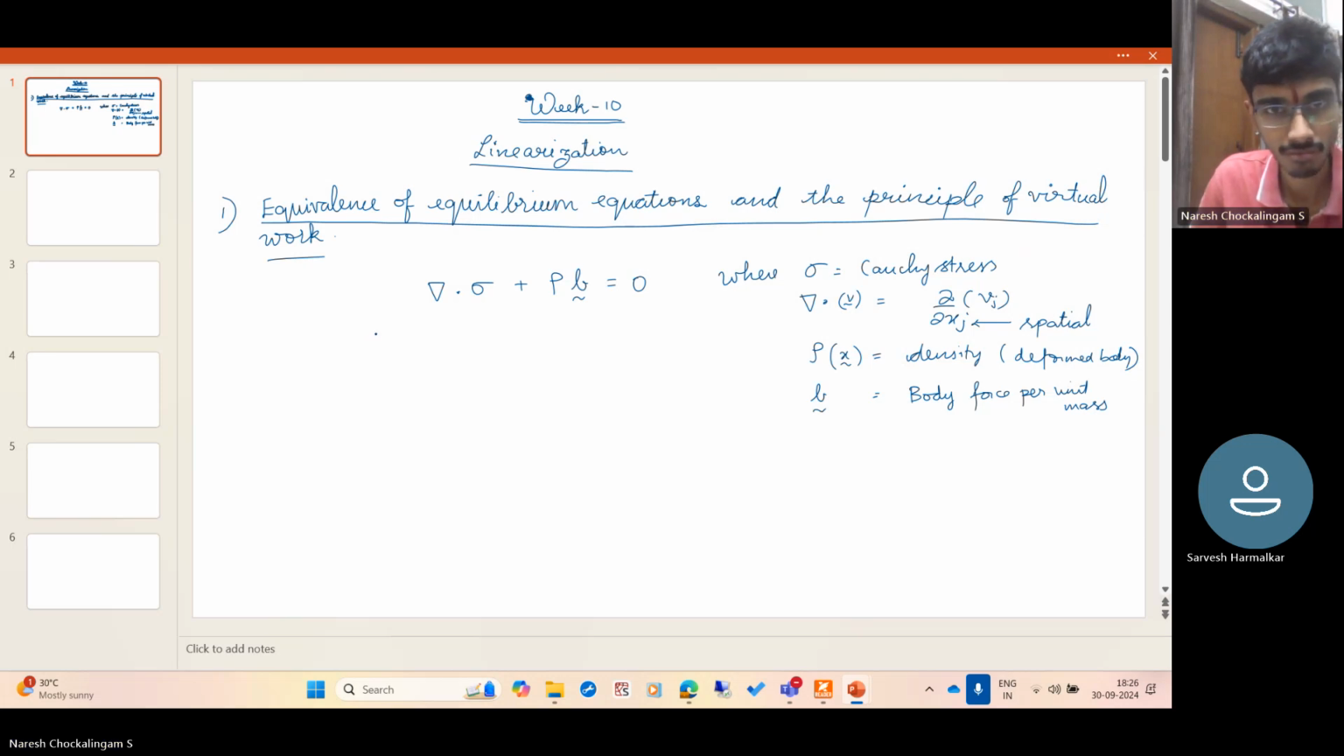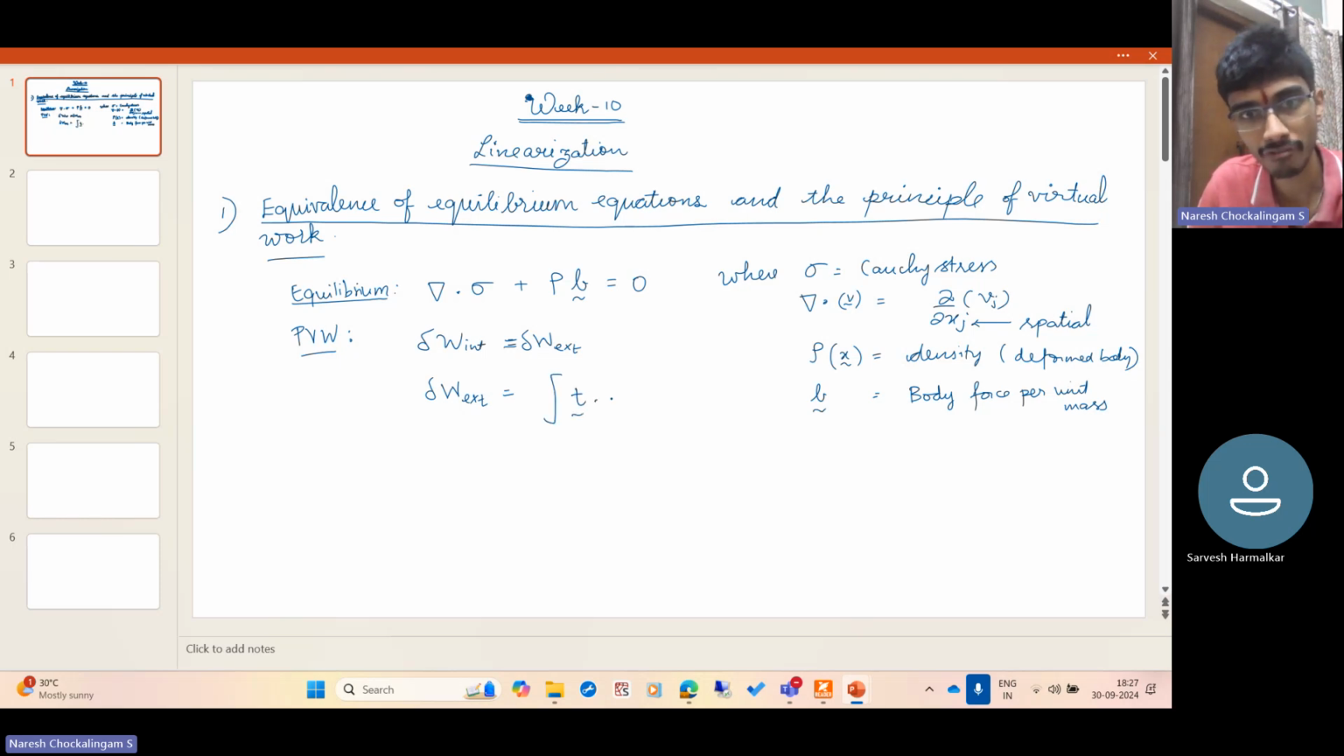Now, we claim that this is equivalent to the principle of virtual work, where we say W internal is equal to W external, or del W internal is equal to del W external. So this is the equilibrium equation, and the principle of virtual work is as follows. The internal virtual work done is equal to the external virtual work done, wherein the external virtual work done is defined as the work done by the tractions and the body forces on an admissible virtual velocity field.